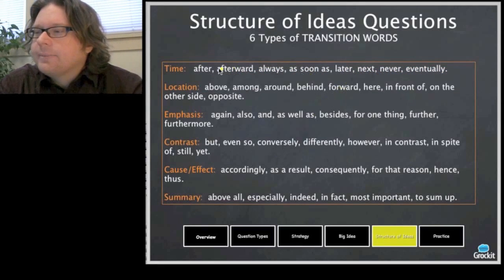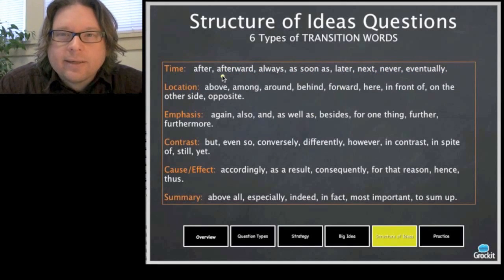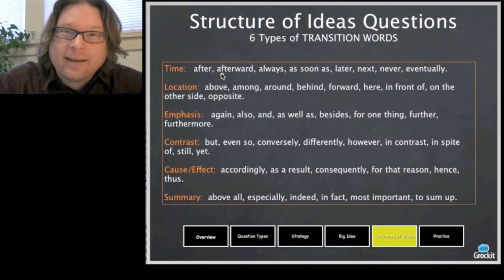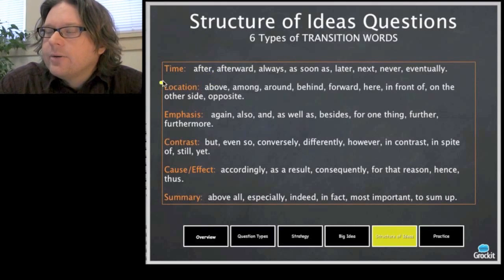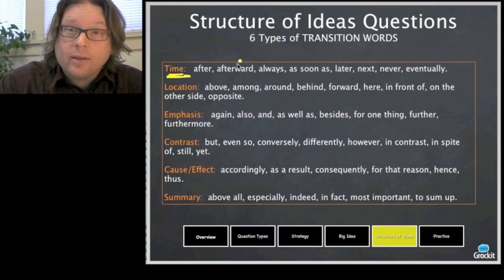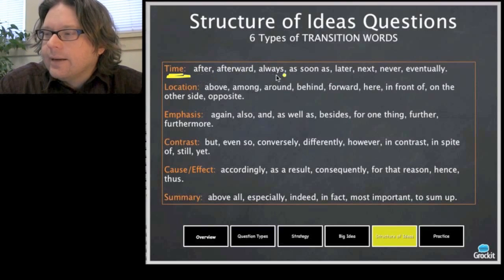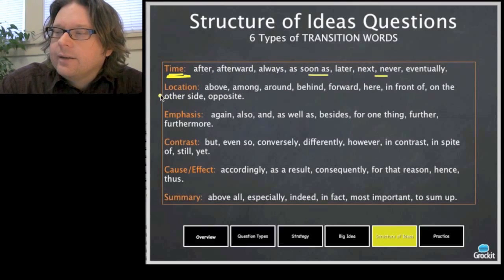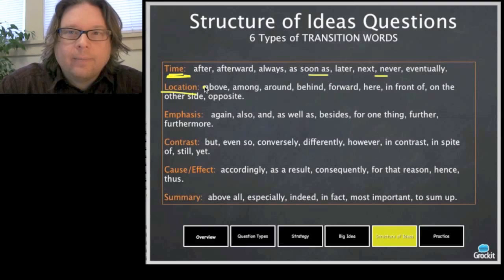So, 6 types of transition words. I'm not just going to read this list to you. You can pause this or come back to this slide later if you want to spend more time on it. But note that time words help establish a chronology, more than just saying the next month, things like next or always, never. Location words keep track of spatial relationships. You may be asked to do that.